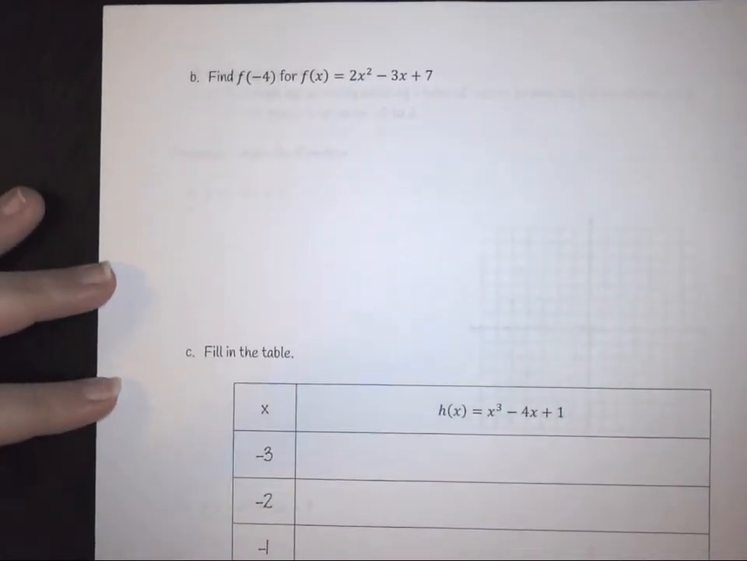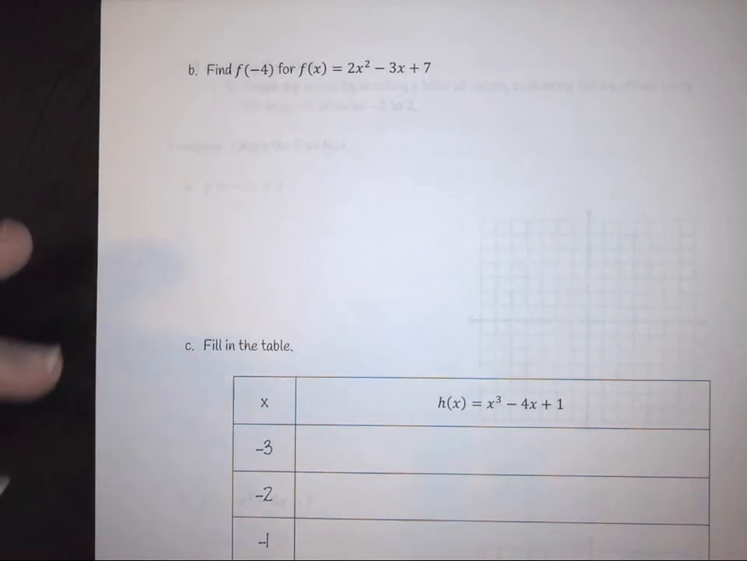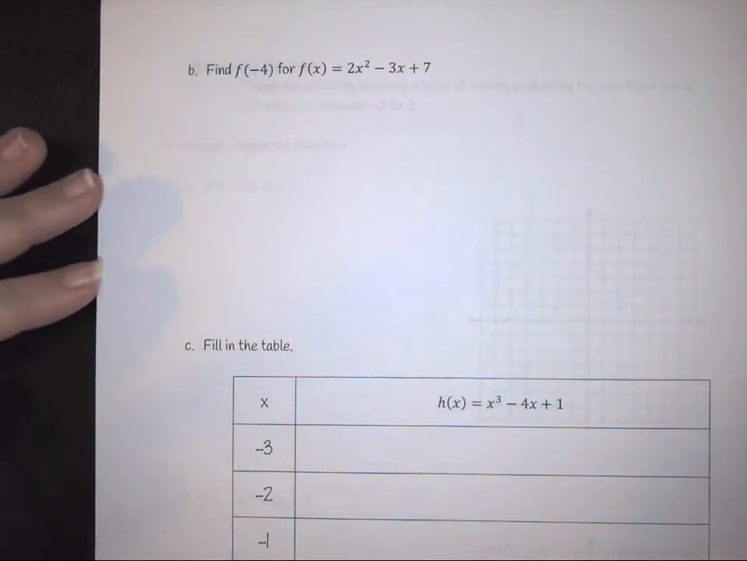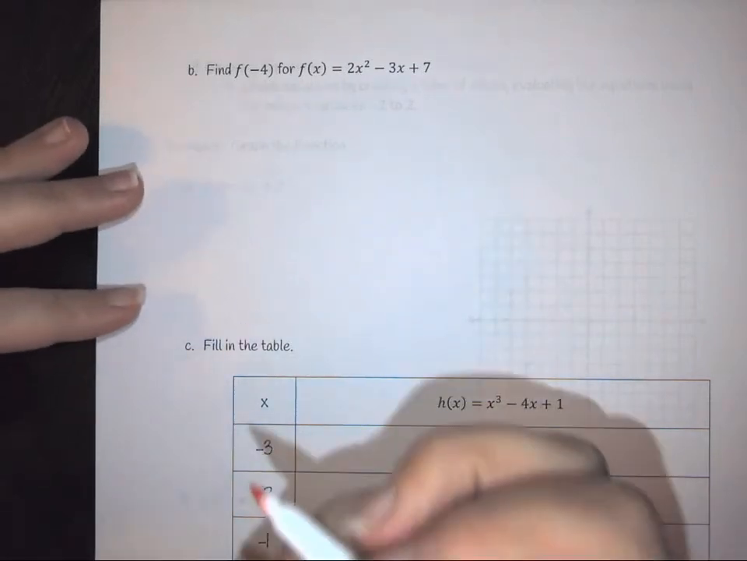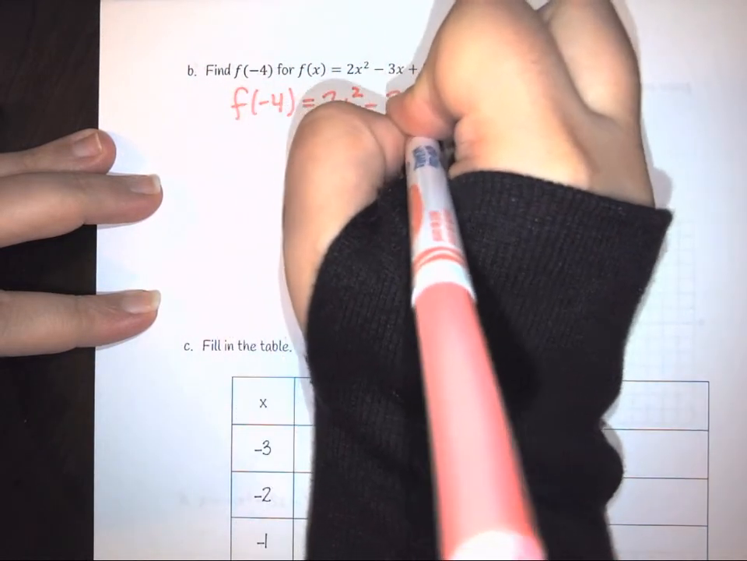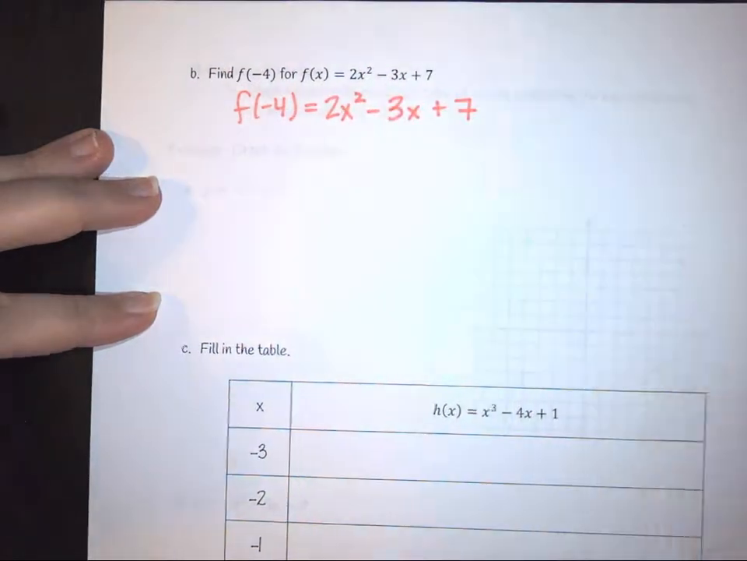Let's look at another. So here I have: find f of negative 4 for f of x equals 2x squared minus 3x plus 7. So again, what does that actually mean? Well, it says f of negative 4 is equal to 2x squared minus 3x plus 7.